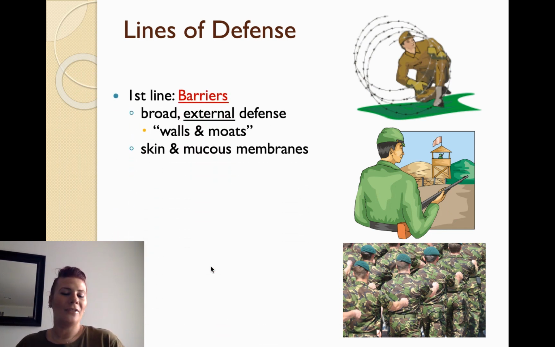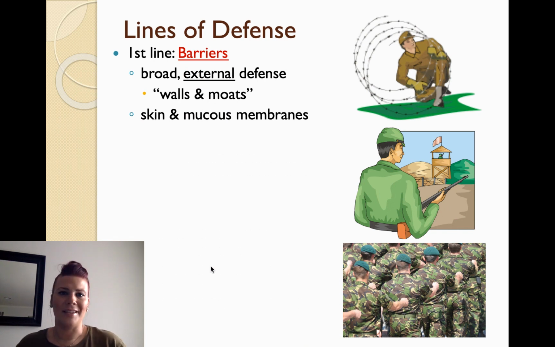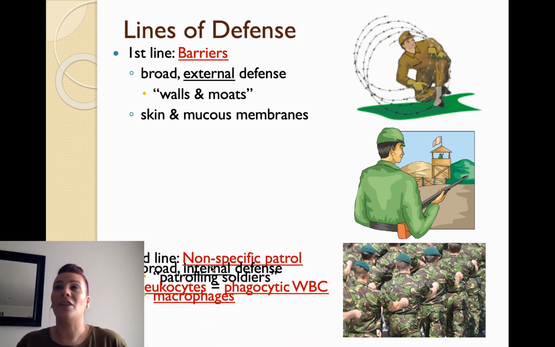Your first line of defense, it's a general barrier. It's a fence, it's a gate, it's a wall, it's a moat, which is that river that goes around a castle or something. It's going to protect you from anybody, even if they're not trying to attack you.